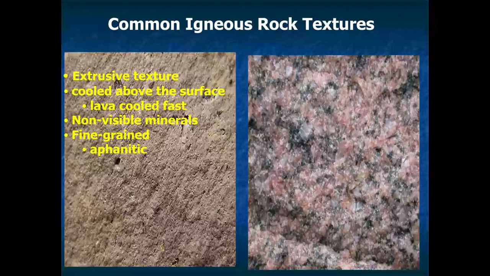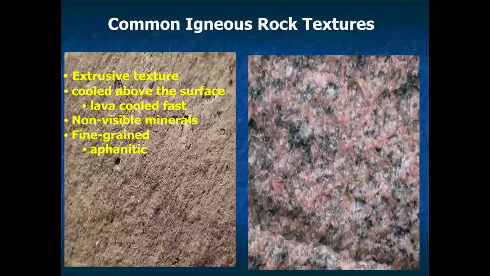Because it cooled fast, it's going to create a type of igneous rock texture that we refer to as fine-grained, meaning that the mineral grains are there, but you cannot see them unless you use some type of instrument like an optical microscope, something that your eye cannot see. So these are mineral grains that are not seen by an unaided eye.